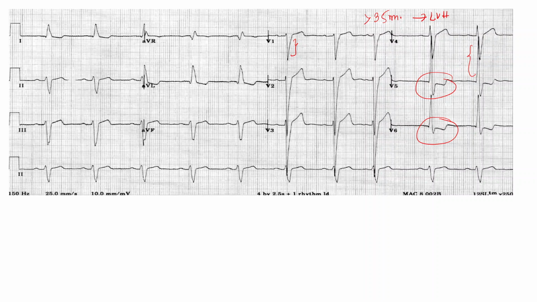And along with that, if you look at the axis, lead 1 is positive, aVF is negative, so it is left axis. So there is left axis deviation also. These are some of the associated findings. Along with the LVH, most of the time you may get this strain pattern and this left axis deviation. So these are the associated findings along with left ventricular hypertrophy.